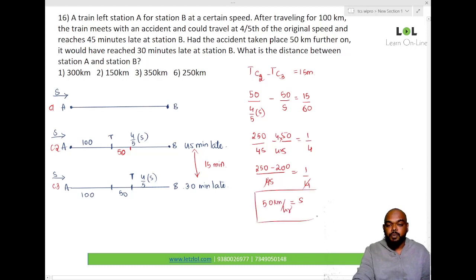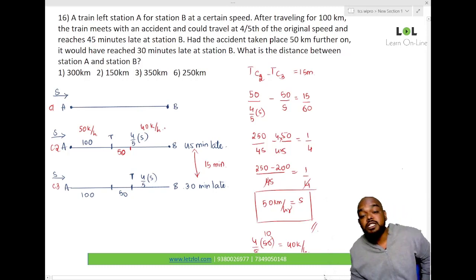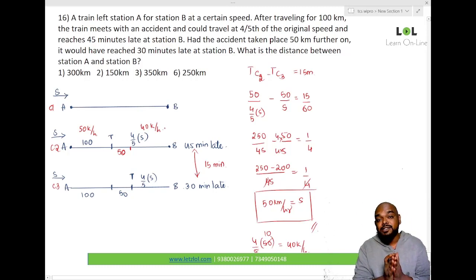That is the original speed of the train. S is what? The original speed of the train. Then what will be 4/5 of the original speed? 4/5 of S, that is 4/5 of 50. So that will become how much? 40 km per hour. So I got to know here it is traveling at 50 km per hour. Here it will be traveling at 40 km per hour. Now we got to know the original speed of the train. If he had asked only the speed of the train, this would have been our answer. But he is asking the distance between A and B.